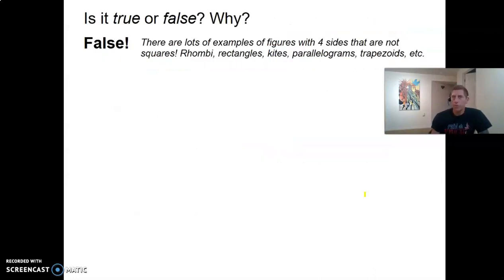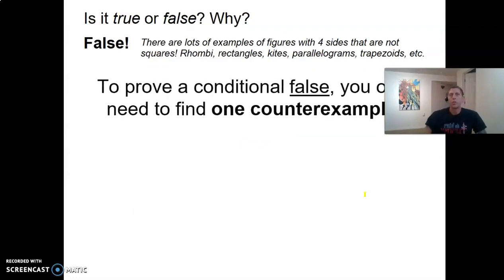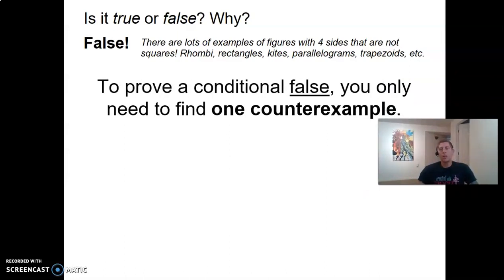All right, so there's the statement from before. Let's take a look. To prove a conditional statement false, you only need to find one counterexample. If you can find one counterexample, then it is considered false forever and ever.